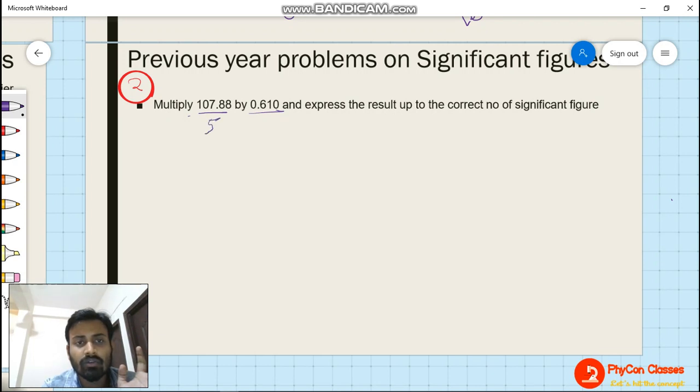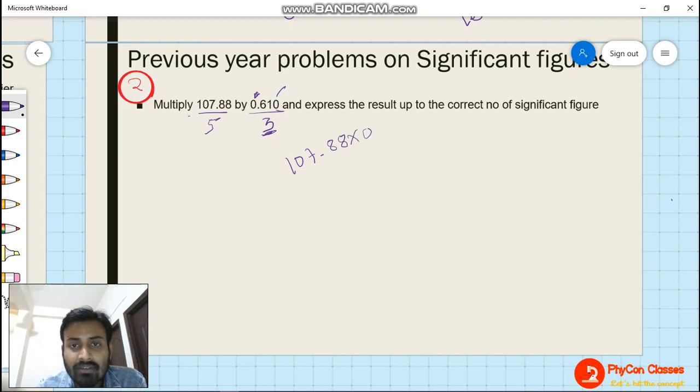Here in 0.610, is this last 0 countable? Yes, it is countable, because it is on the right-hand side of the non-zero digits, and the leading 0 is not countable because it is on the left-hand side. So the number of significant figures here is 3. The final answer must have 3 significant figures only, because the minimum number of significant figures has to be taken. Even if we get more significant figures, we will have to round it off to 3 significant figures. That will be our correct answer.